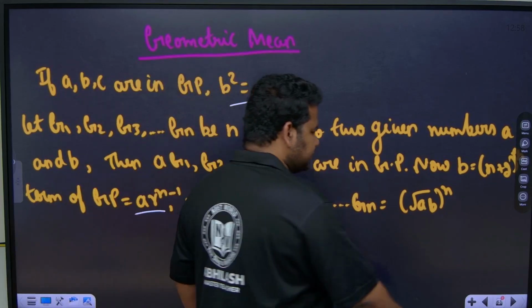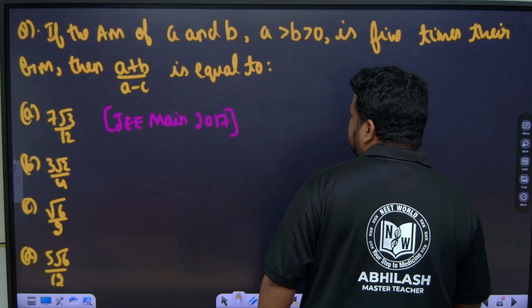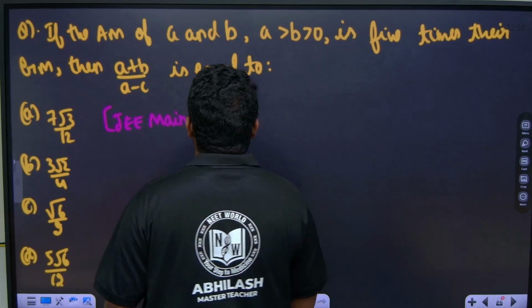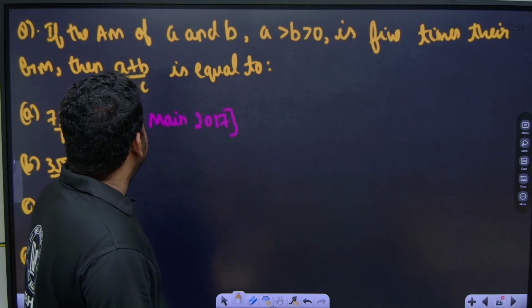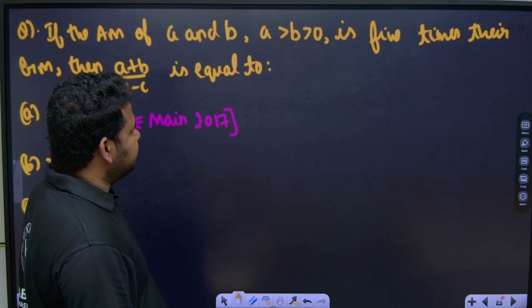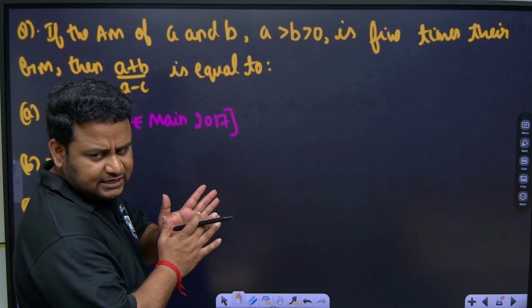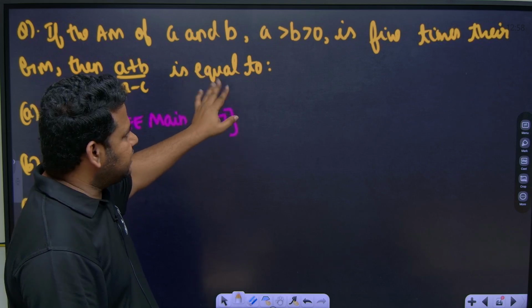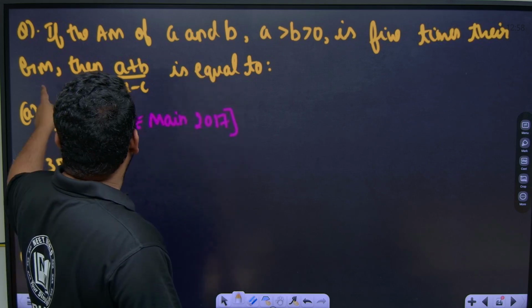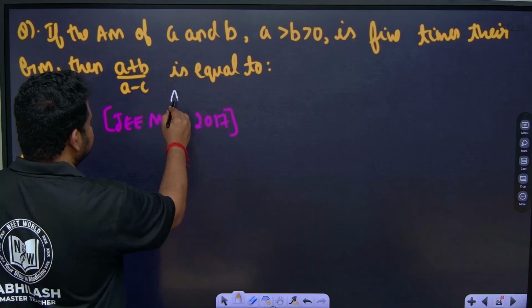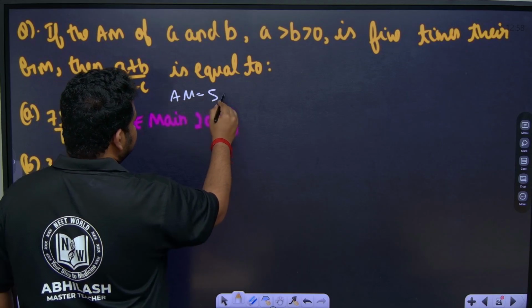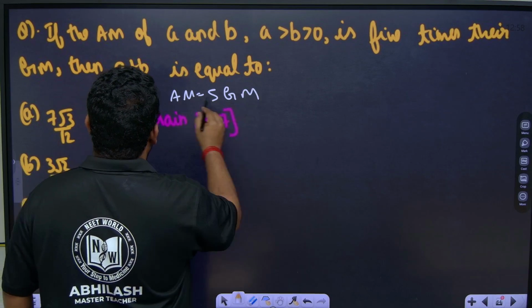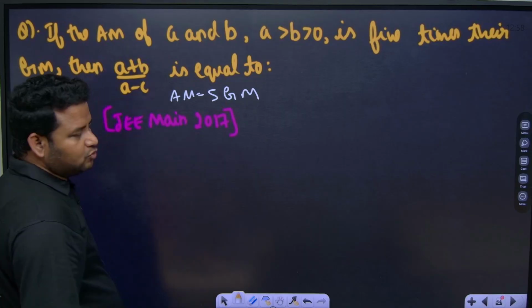Now based on this we will see a question. They are telling: if the arithmetic mean of A and B, where A is greater than B is greater than 0, so both are positive, is 5 times their geometric mean, then find A plus B by A minus B.